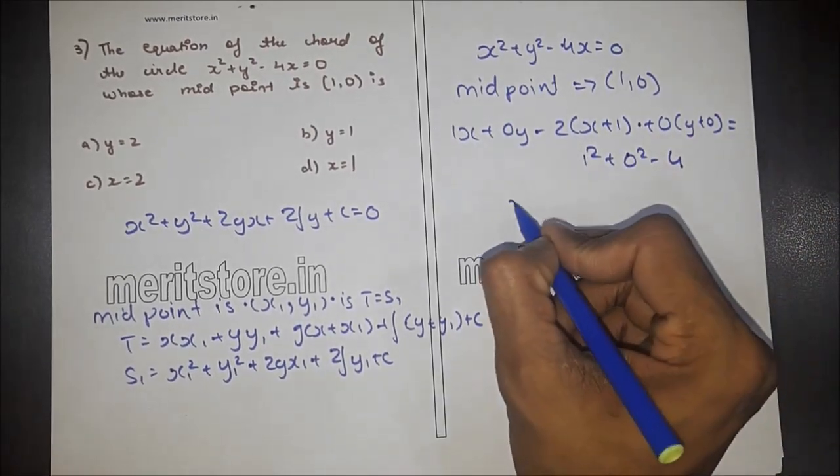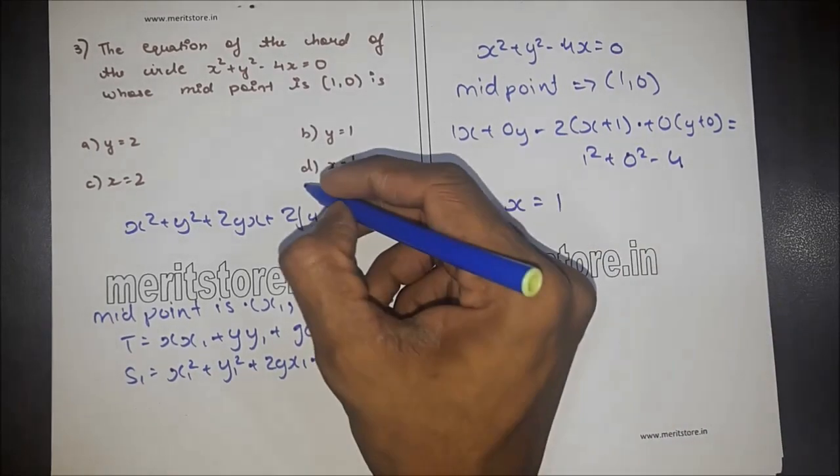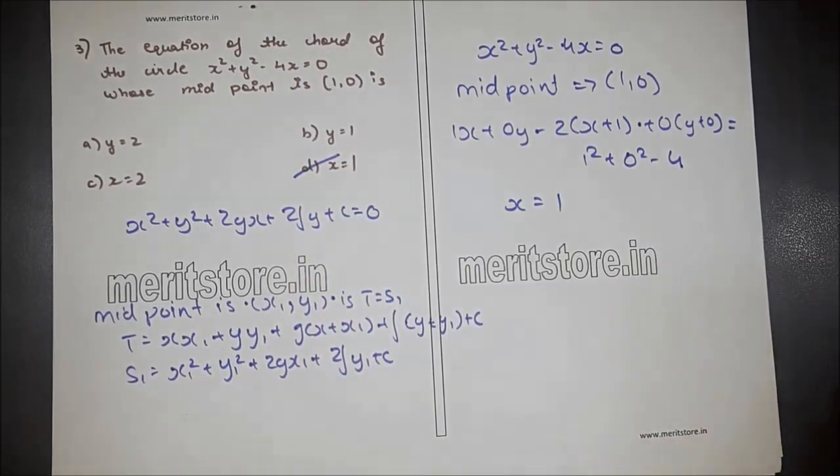Solving this, we get x is equal to 1, which is our option D. Therefore, option D is the correct answer.